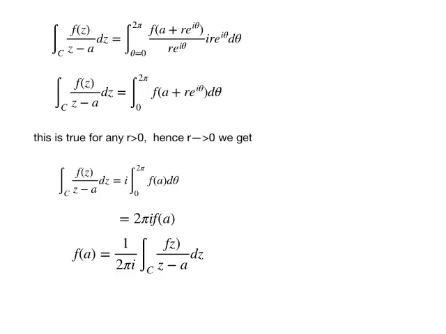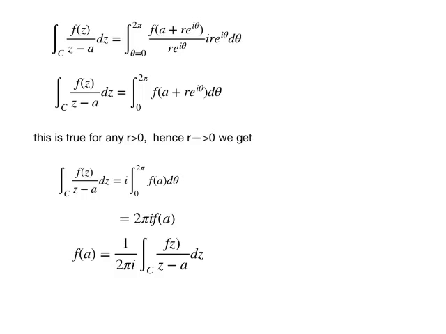f of a plus r e power i theta upon r e power i theta into i r e power i theta d theta. After cancelling the common terms, I am left with integral 0 to 2 pi of f of a plus r e power i theta d theta. Now here, for any value of r greater than 0, r tends to 0. Hence, the right hand side of the equation becomes i integral 0 to 2 pi f of a d theta. On integration and substitution, I get 2 pi i f of a.